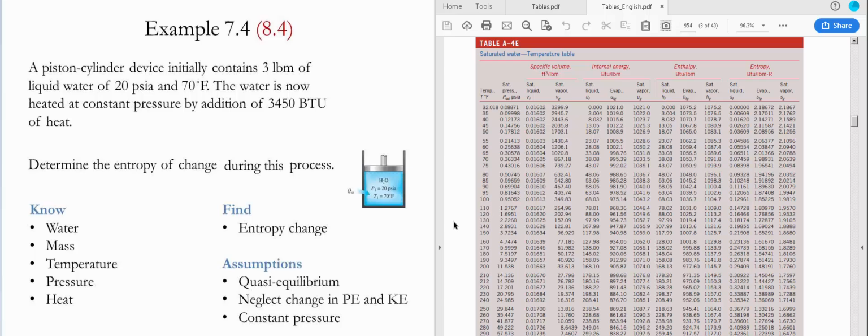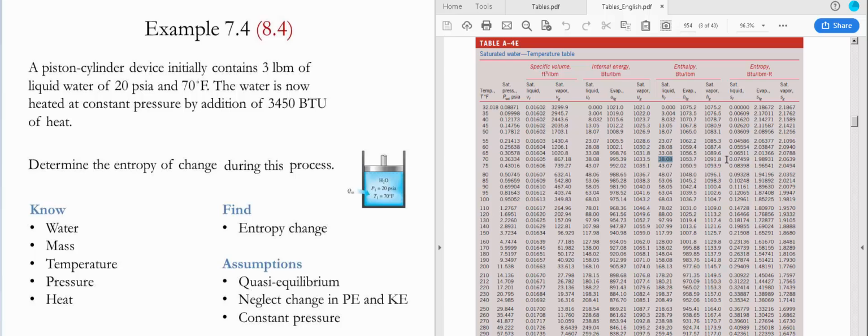We go to table A4E in order to find the temperature of 70 Fahrenheit, and we have a saturated pressure of 0.36334 psi. Our working pressure is 20 psi, which is larger than the saturated pressure, indicating that the phase is a compressed liquid. Therefore, we will be evaluating at the values of the saturated liquid using the temperature table, such as this one. So we're going to go across and we're going to find that the value for the enthalpy is going to be 38.08 BTUs per pound mass.